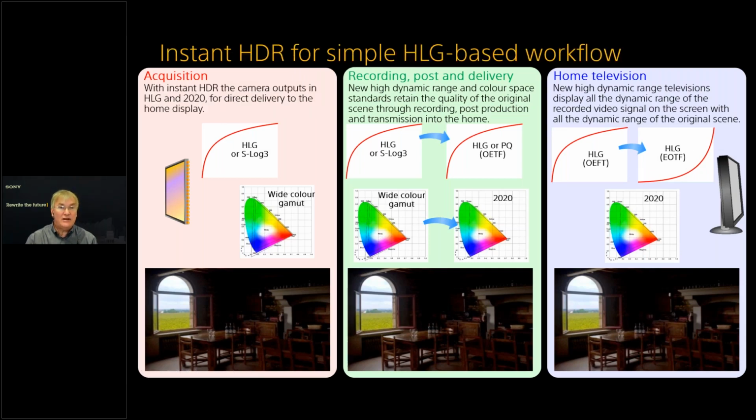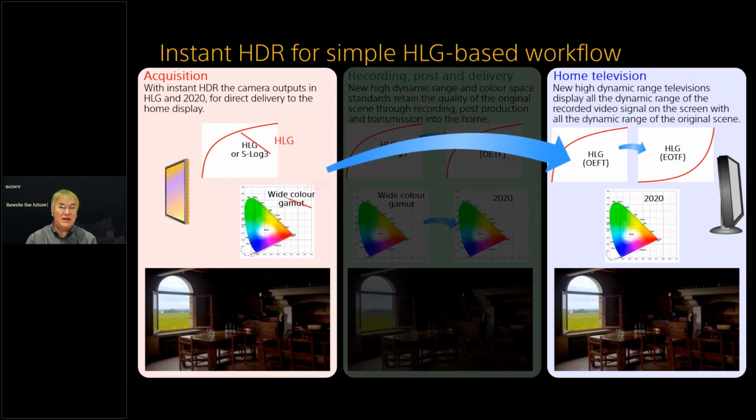We also have something we call instant HDR. Some of our camcorders can transmit directly out on air. Maybe you want to do a web transfer or web link going out directly onto the internet. By setting the camera directly to HLG in a 2020 color space, we can effectively miss out the production cycle and go directly out on air.